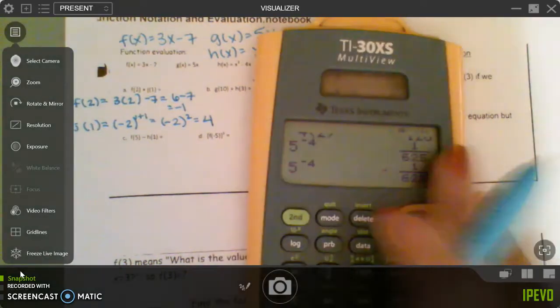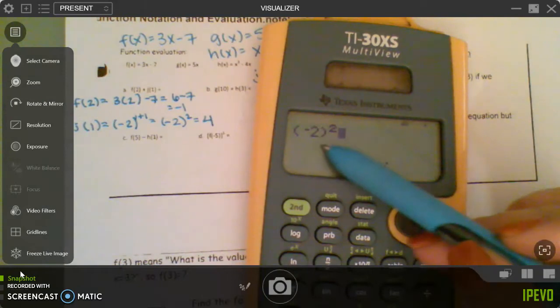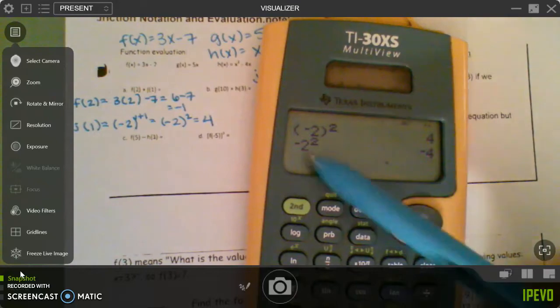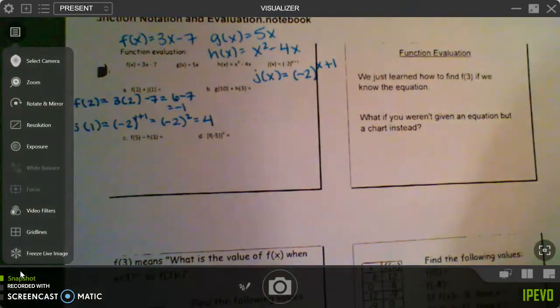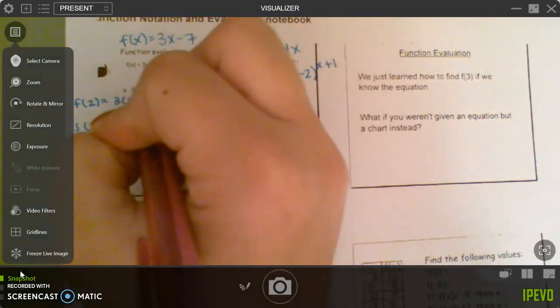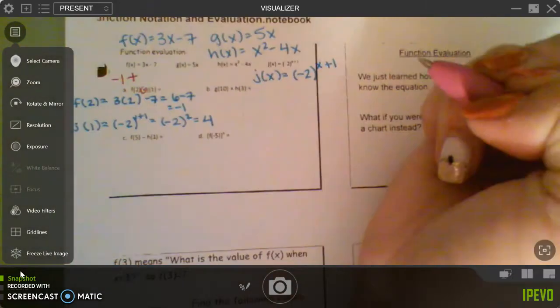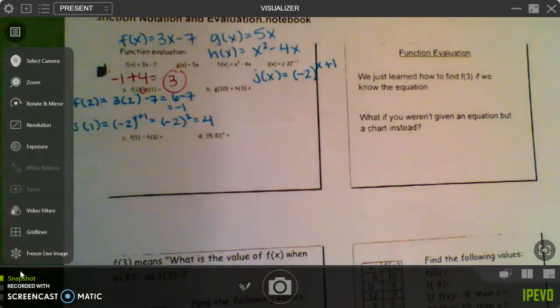Make sure if you're typing into your calculator, you're putting the parentheses around the -2 because -2 squared gives you a 4. But if you just do it this way, it gives you a -4. So this bottom way is not correct. Make sure you're always using parentheses. But our final problem wanted us to do f of 2 plus j of 1. So -1 plus 4 gives us a 3 for our final answer for A.